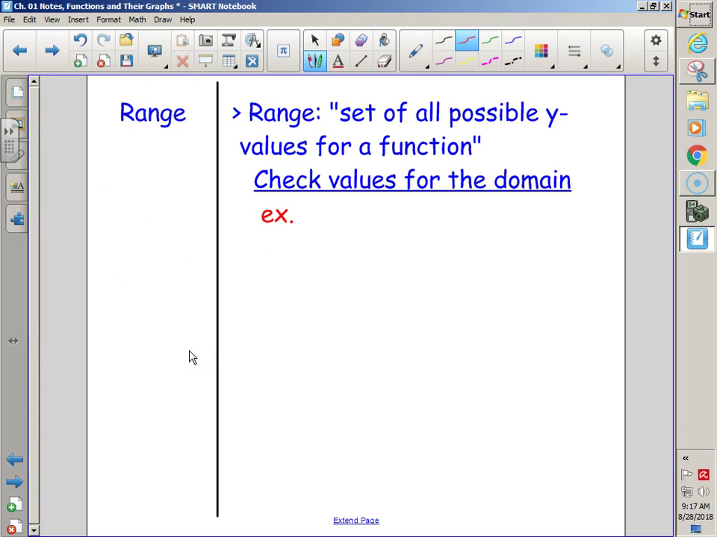Rangy. Little baby cute rangy. Although he's not baby, he's not cute, but oh well. It's fun when things are ironic every now and then. Rangy. Set of all possible y values for a function.